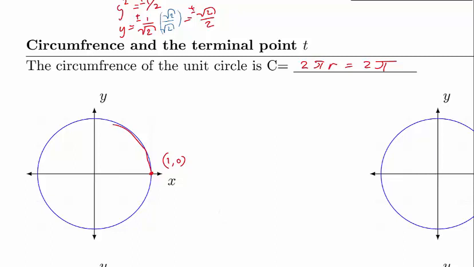And then traveling across. So you go all the way across. You'll end up right there. So here, the terminal length of the terminal point is simply 2 pi. Note that if the terminal length was 0, the terminal point would still be (1, 0).